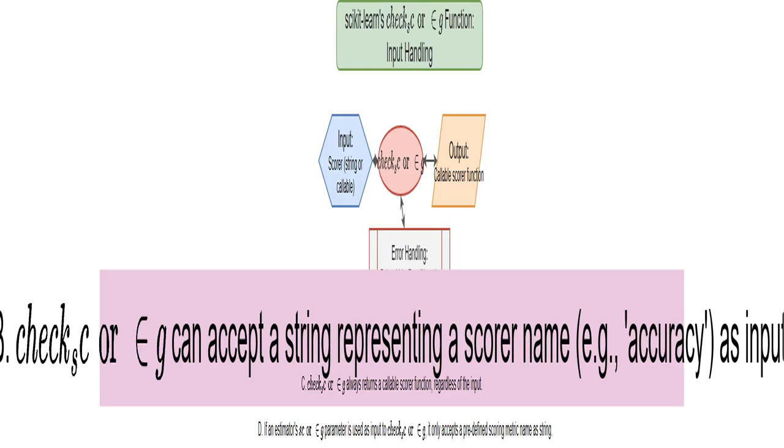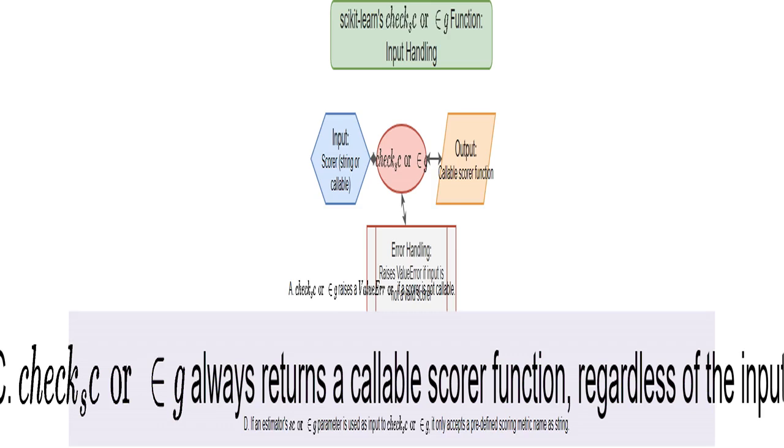This is true. I can give check_scoring a string like accuracy, and it'll understand that I want the accuracy score. It's smart enough to turn that string into a function that calculates accuracy. Absolutely. No matter what you give check_scoring, a function or a string, it always gives you back a function. This function is ready to calculate your chosen scoring metric. That's the whole point of check_scoring, to standardize things.